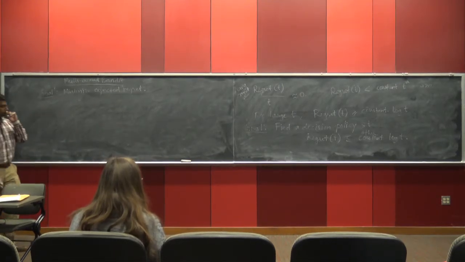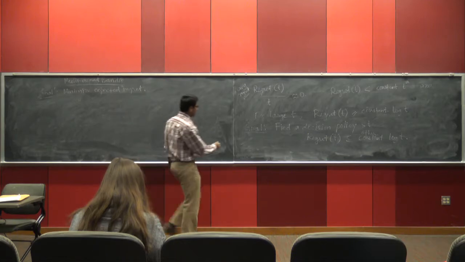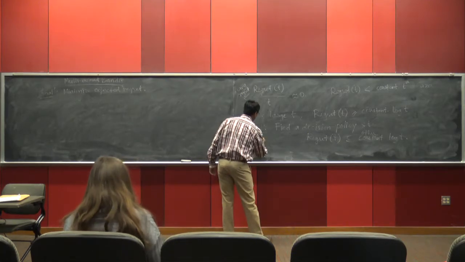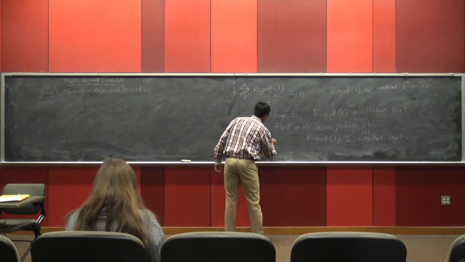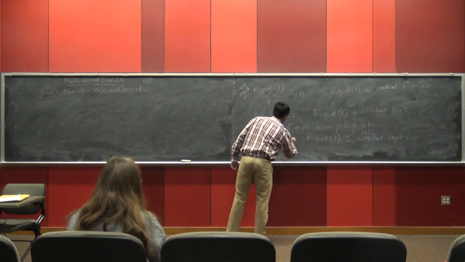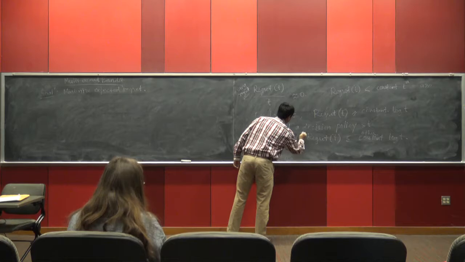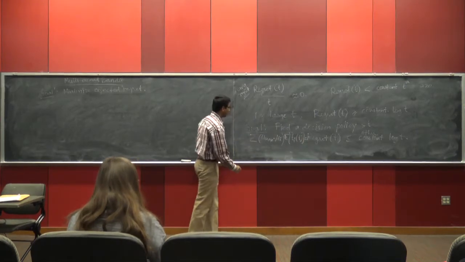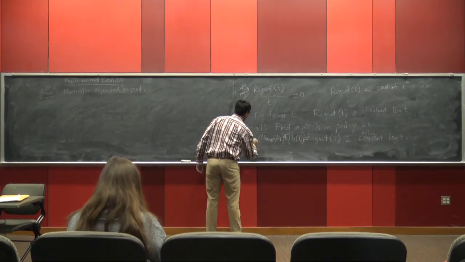Okay, and what is the regret? Well, regret is the summation of mu max minus mu I times the expected value of T_i of t. That's my regret, right? I equals 1 to k.